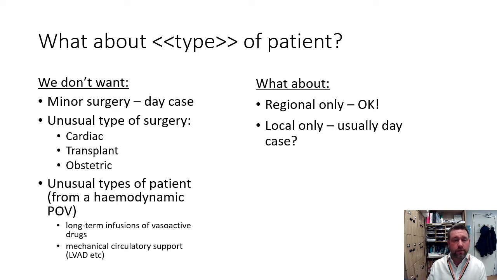Unusual types of patients are not representative, and they might have reasons why they behave differently. They might be on long-term infusions of vasoactive drugs, perhaps they have pulmonary hypertension, perhaps they have LVADs. These are unusual things, but we would not want to include them. If they're having a regional anaesthetic only, yes, we will include them, so long as they're not day case. If they're local only, probably they're going to be day case, so probably we're not interested in collecting data on that cohort.